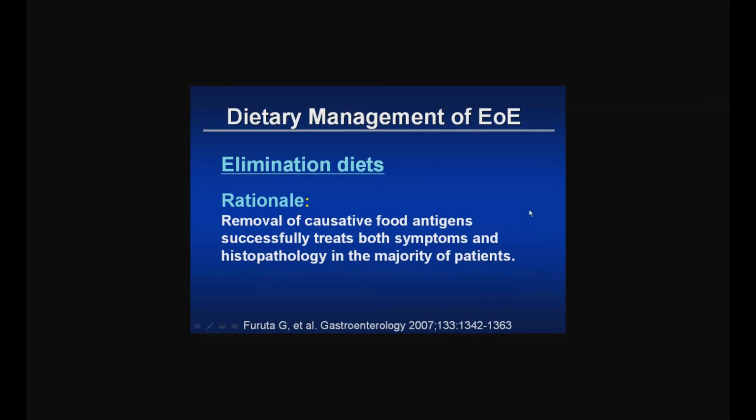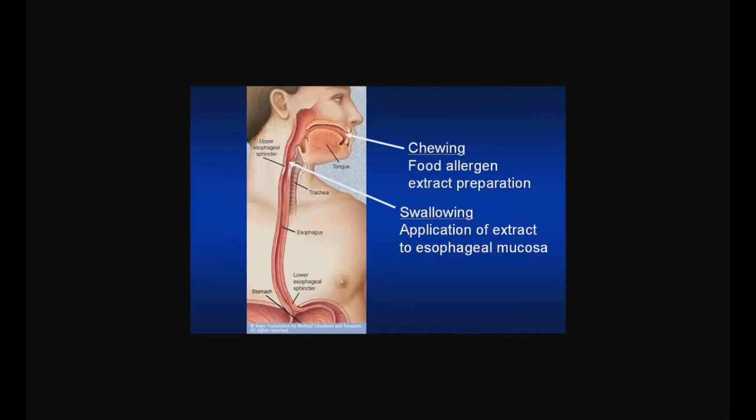So what about the dietary management? What's used? Well, we use elimination diets, and the rationale is that if you take away the food allergen or antigen that's driving the inflammatory process, then their symptoms should get better, and the inflammation in the lining of the esophagus should get better. And again, it makes sense. If you think about it, when you put a food in your mouth and chew it up, basically you're preparing a food allergen extract. And when you swallow, you're essentially layering that extract very effectively over the lining of the esophagus as it goes down into the stomach.